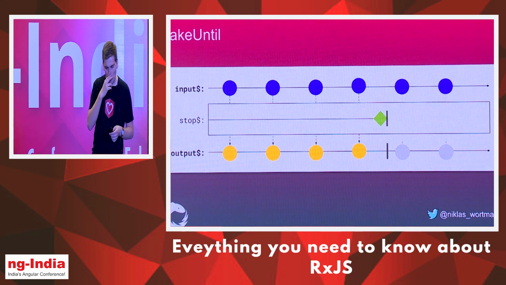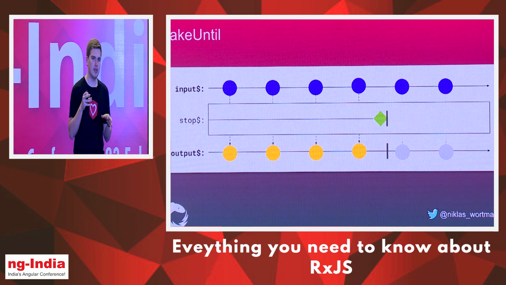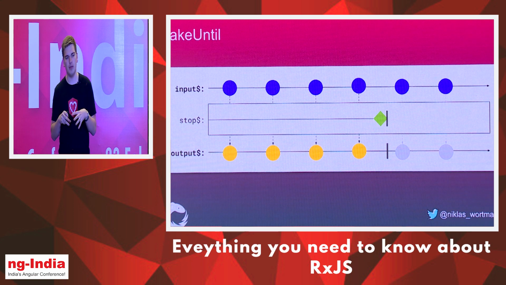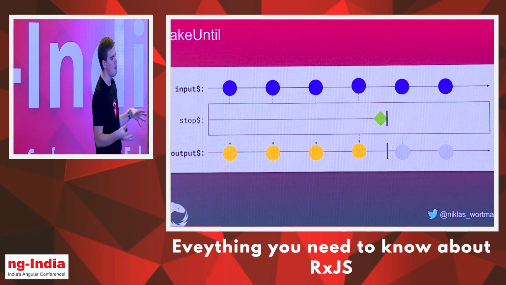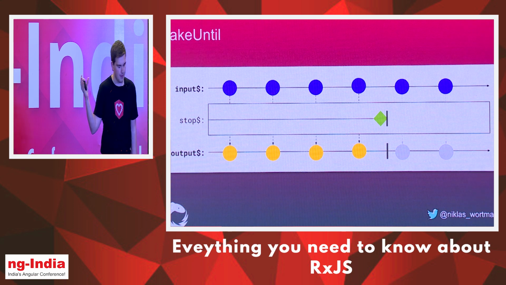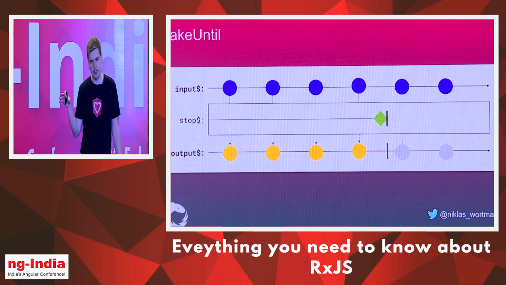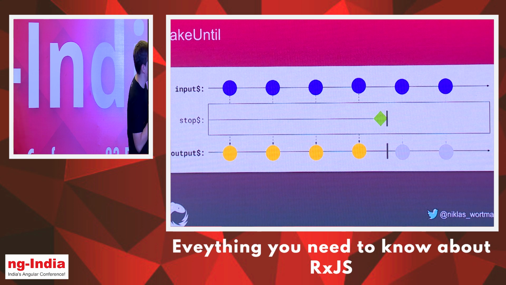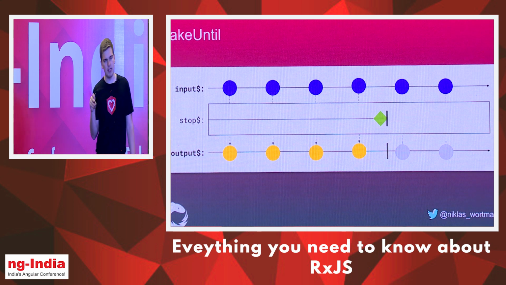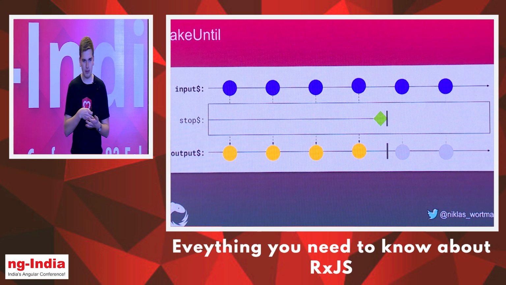Okay, take until is very important, especially in Angular applications, because what you can do with it is end a stream. At some point in your application, you don't want to be notified by an observable anymore, for whatever reason. With take until, you can pass another observable to it, and as soon as this observable, labeled with stop in this diagram, emits a value and completes, the output observable ends.